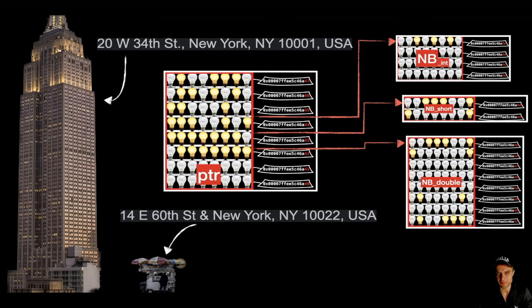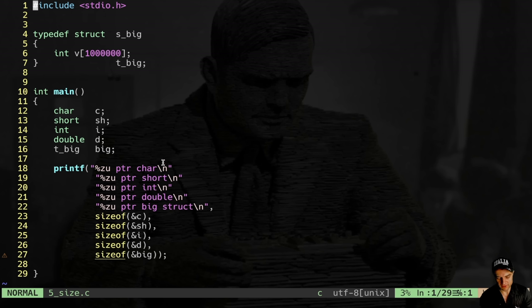So keep in mind this parallel that I made with the Empire State Building and the selling of old dog cars. That's the same idea, the same principle. So here, my friend, I have a little program that is showing you this. I have a char, a short, an int, a double, and then I have a type big, which is just a struct that contains a big array. Here I have 1 million integers, so I have 4 megabytes. And here I simply print the sizeof, an operator that gives back how many bytes something is, of the address of c, ch, i, d, and big. So the size of our pointer to these objects.